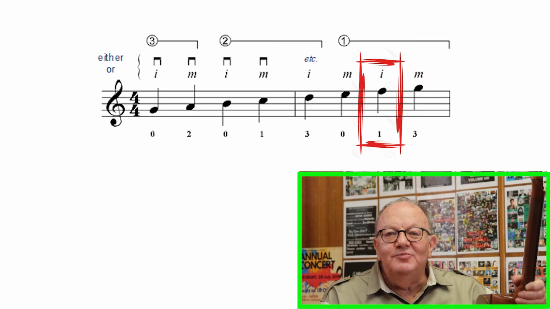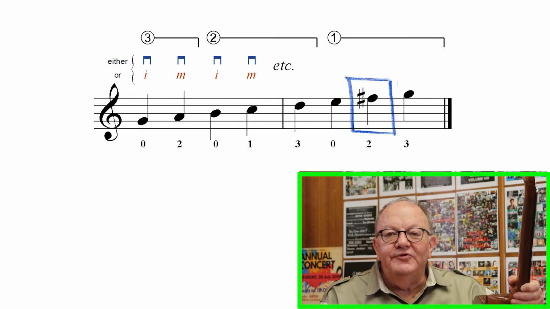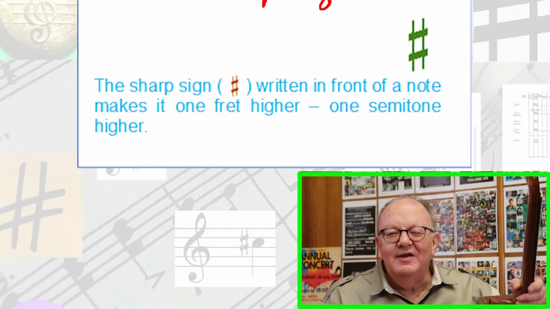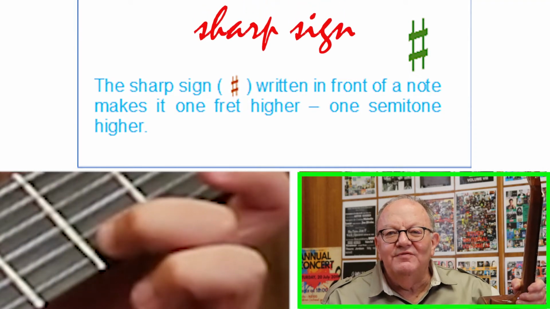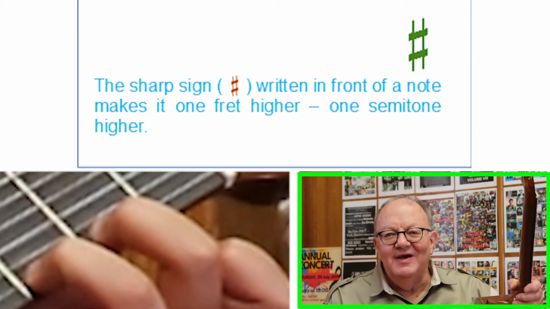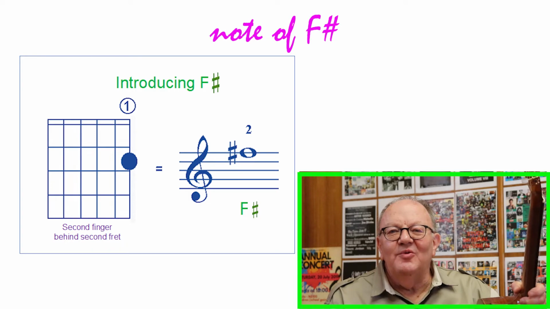Your instinct is probably telling you that it should sound 1 fret higher. The correct note for the scale of G major is F sharp. The sharp sign written in front of a note makes it 1 fret higher, 1 semitone higher. Introducing F sharp. Second finger behind second fret.